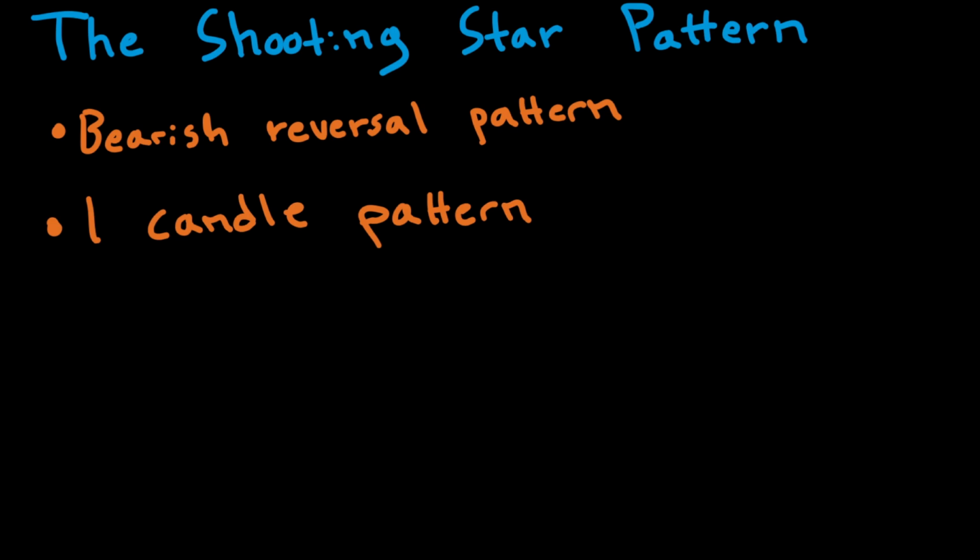And the shooting star is a pretty simple pattern because it only consists of one candle. So in previous videos we have been, for example, looking at the morning star and the evening star, and these are patterns that consist of 3 candles, but this is a more simple one. Now let's take a look at how the shooting star actually looks.